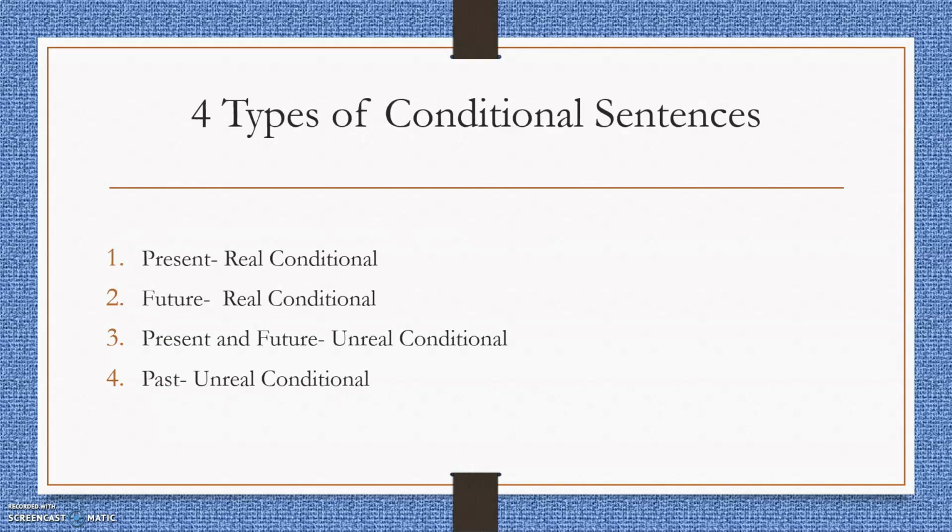There are four types of conditional sentences, and we'll be discussing them all in this unit. We have present real conditionals, future real conditionals, present and future unreal conditionals, and past unreal conditionals.